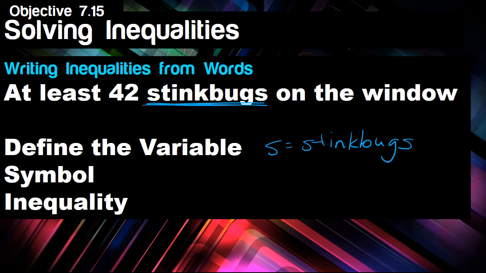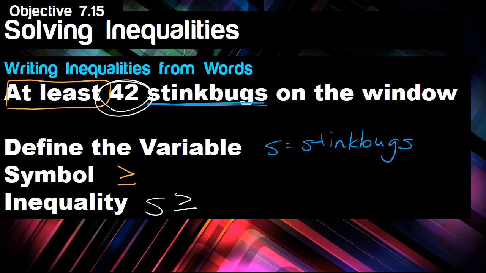So there's at least, so this is a good bit. This is going to be our greater than or equal to symbol. So there's at least 42 stink bugs. Let's go ahead and do the inequality. S is going to be greater than or equal to, and there's our number hidden right there, 42. So we're saying on that window, there's at least 42 stink bugs, but there could be more than that.